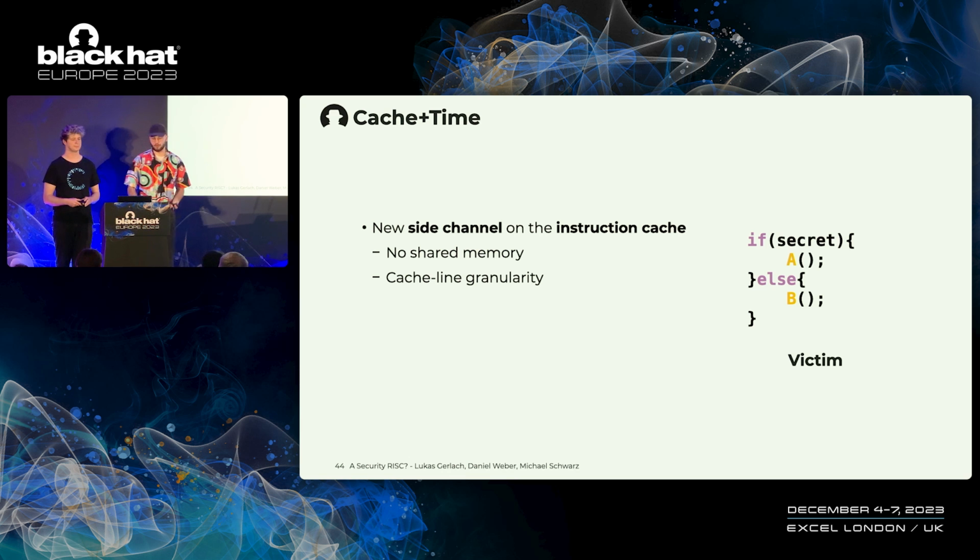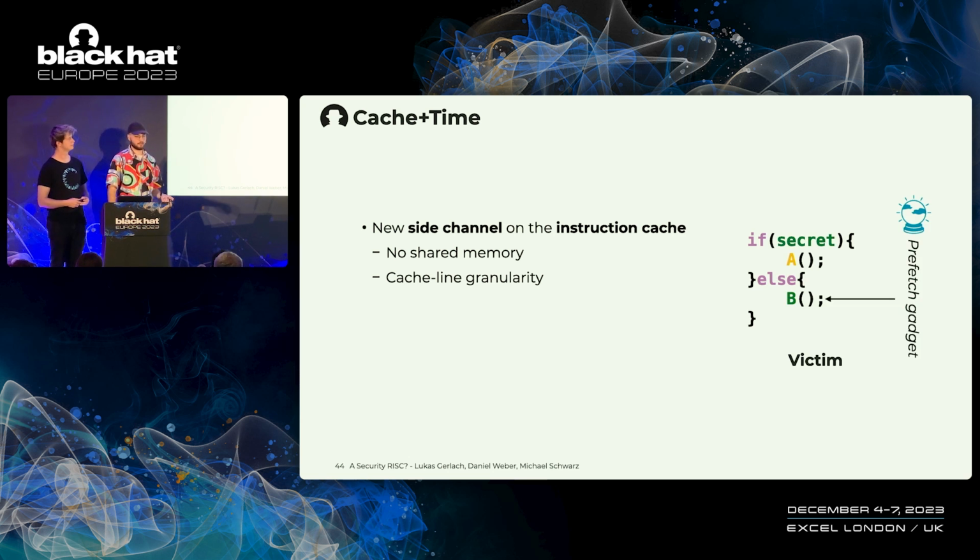Well, how does that work? How can we go from speculative prefetching to a side channel? We have this victim on the right side where we want to infer whether A or B was executed. What we do again is first flush the entire instruction cache with the fence instruction here. After that, as an attacker, we mistrain a prefetch gadget. We make the prefetcher our friend and let it prefetch whatever we want. We can prefetch almost arbitrary memory with that. In this case, we decide to prefetch the B branch.